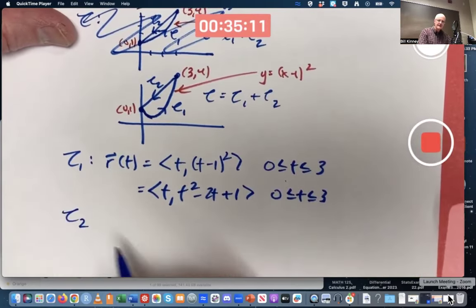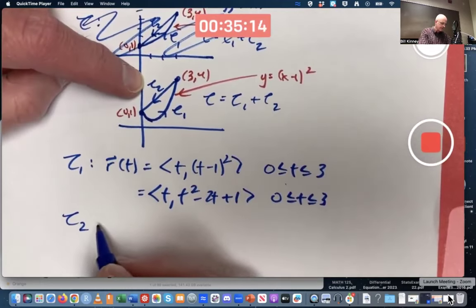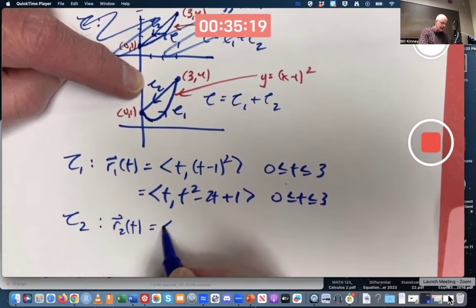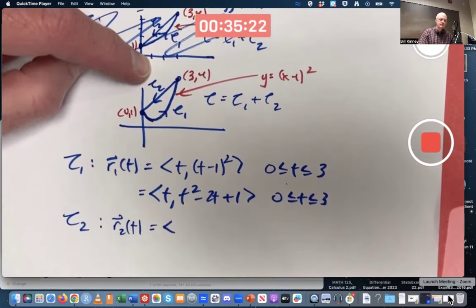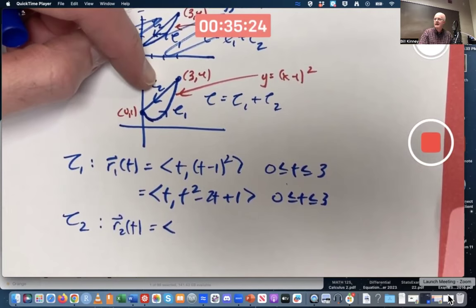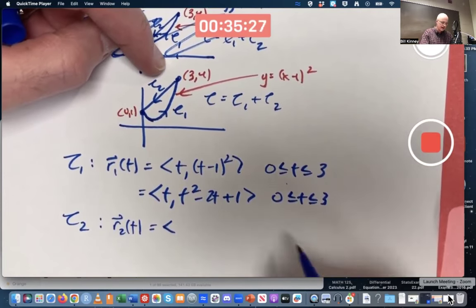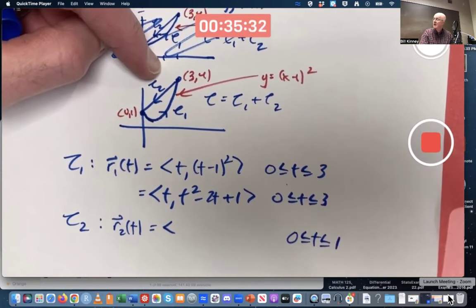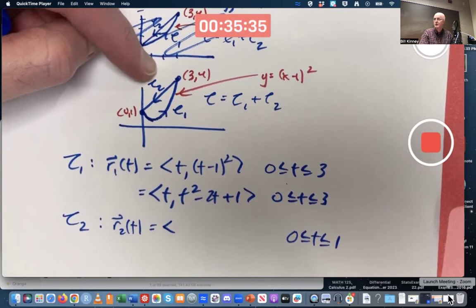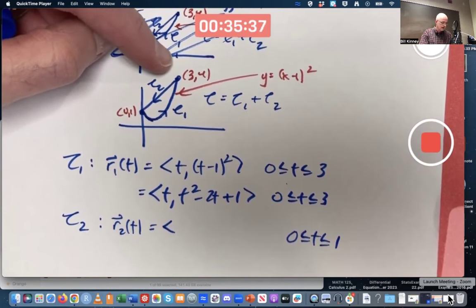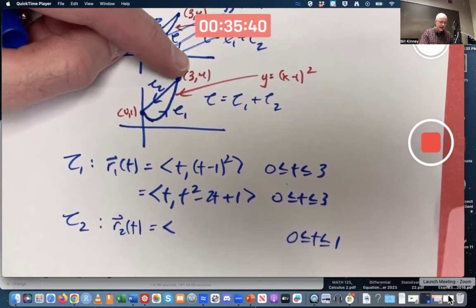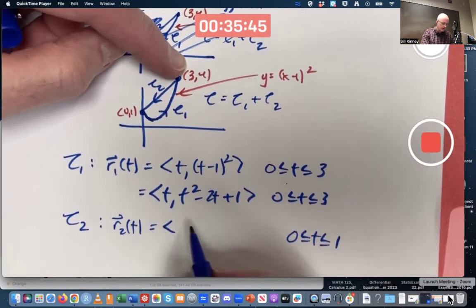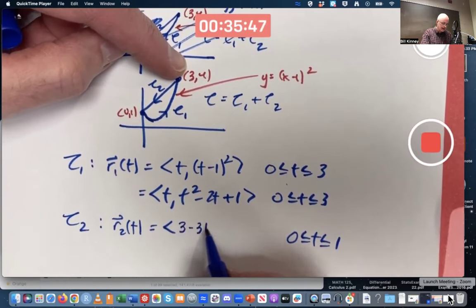And C2 is a line segment from (3, 4) to (0, 1). Let's call this R1. We'll call this next one R2. Again, there's infinitely many choices for the parameterization. Since it's a straight line, it's probably simplest to pick a linear parameterization that works as t goes between 0 and 1. That's always the simplest thing to do for a line segment, whether you're in 2 dimensions or 3 dimensions. So for the x component, notice x goes from 3 down to 0. How is that going to happen as t goes from 0 to 1? Let x be 3 minus 3t. That's how.